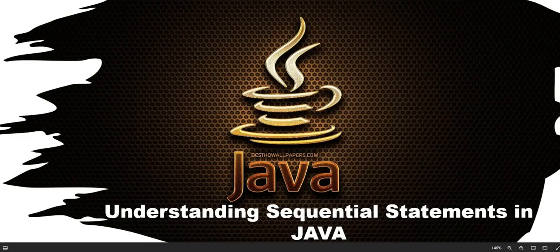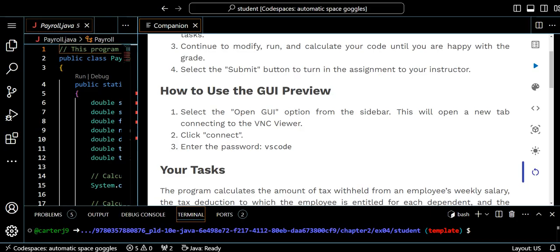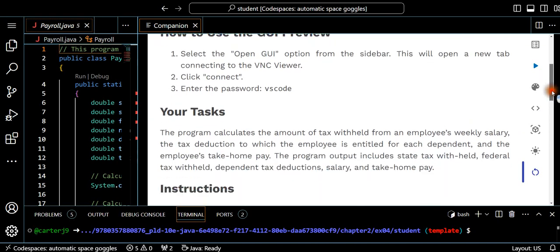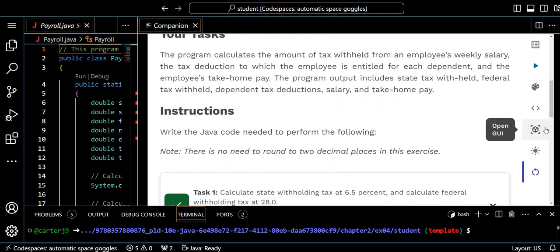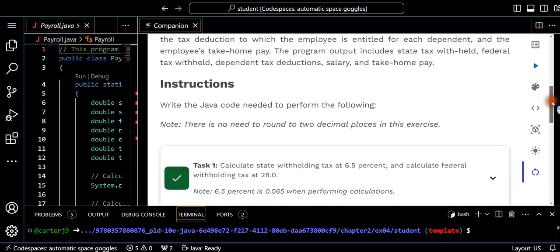And this will be Java Lab 2-4, Understanding Sequential Statements in Java. The task will be: the program calculates the amount of tax withheld from an employee's weekly salary, the tax deduction to which the employee is entitled for each dependent, and the employee's take-home pay. The program output includes state tax withheld, federal tax withheld, dependent tax withheld, salary, and take-home pay. With the Java code needed to perform the following, there is no need to round to 2 decimal places in this exercise.